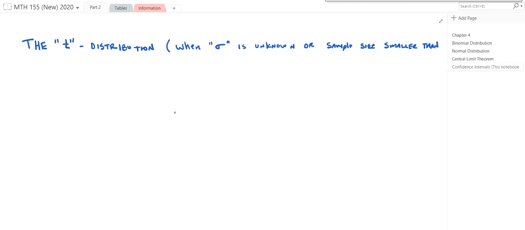So typically we certainly don't know what the standard deviation is for the population. So what we've done is we've come up with a way to use a different distribution, the t distribution, to solve these sorts of problems.